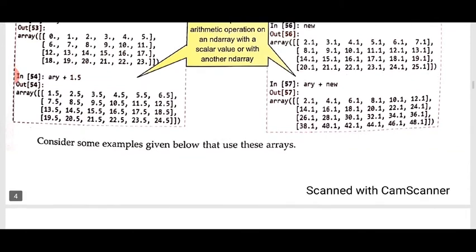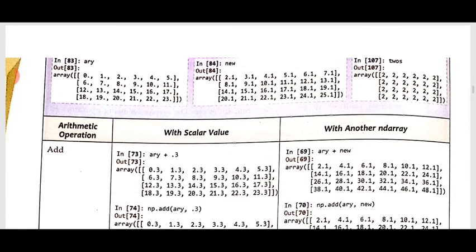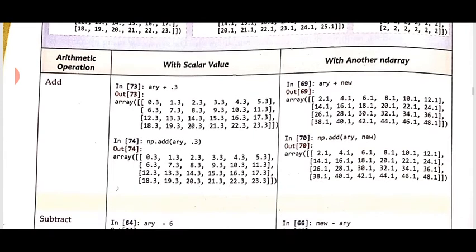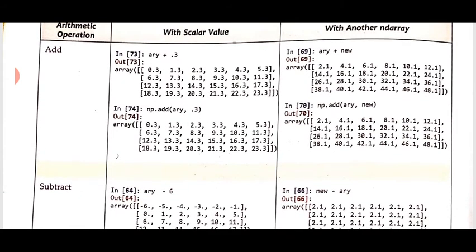Consider some examples given below that use these arrays. Now these arrays are going to be added here. So here we have the arrays ARY, new and twos. Twos is another two-dimensional array. ARY we are familiar with, new we also know, and twos is new. See here the arithmetic operations, add and subtract, how all are given here.